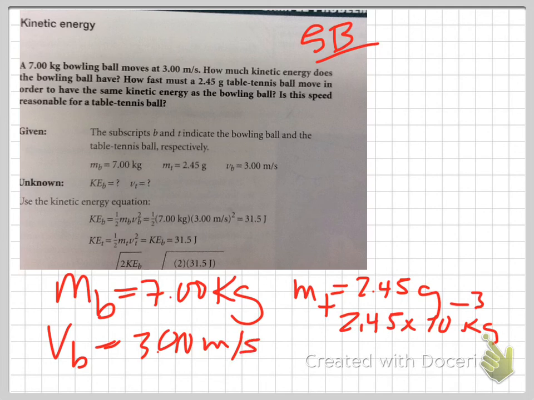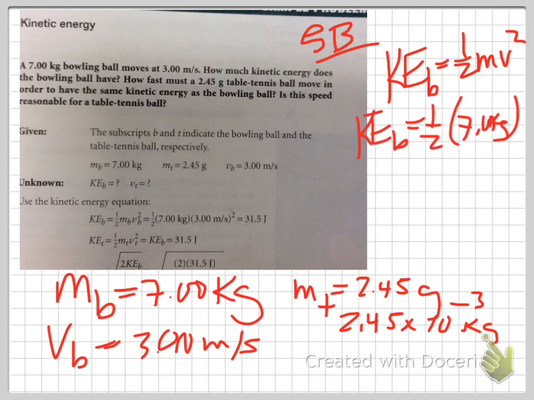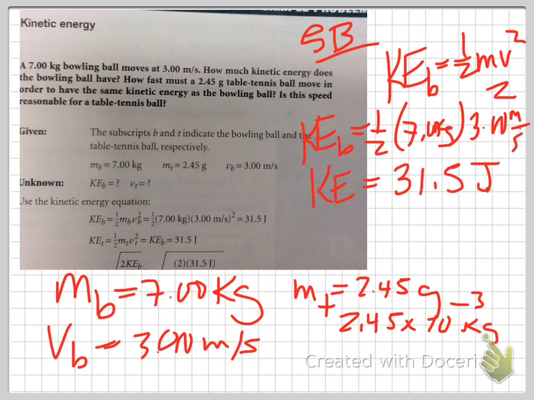Okay, so what we want to know is the kinetic energy of the bowling ball, which is equal to 1/2 its mass times its velocity squared. KE of the bowling ball equals 1/2, 7.00 kilograms, times 3.00 meters per second, squared. Let's get a raw number. We got the first part. We know what the kinetic energy of the bowling ball is.